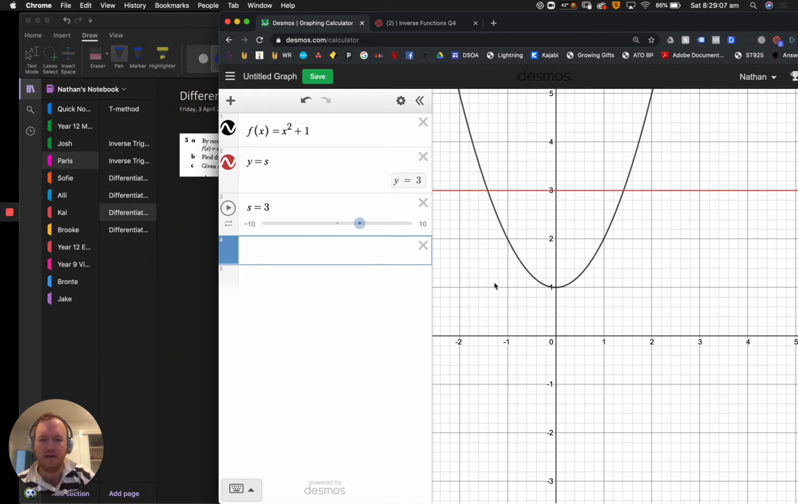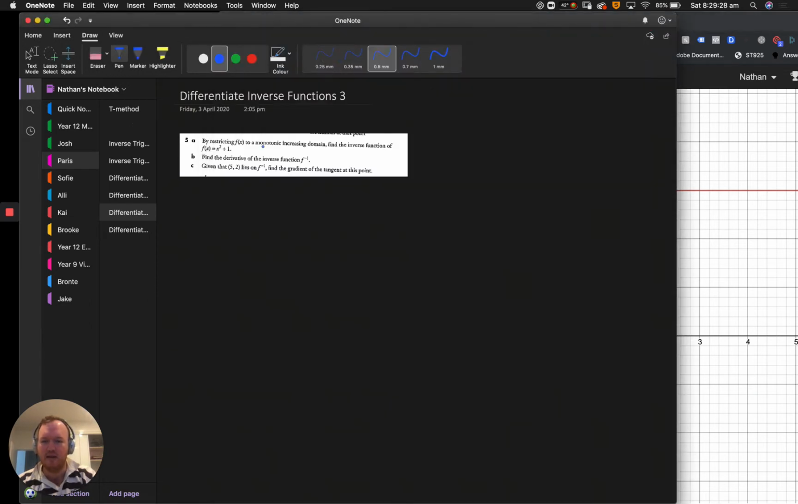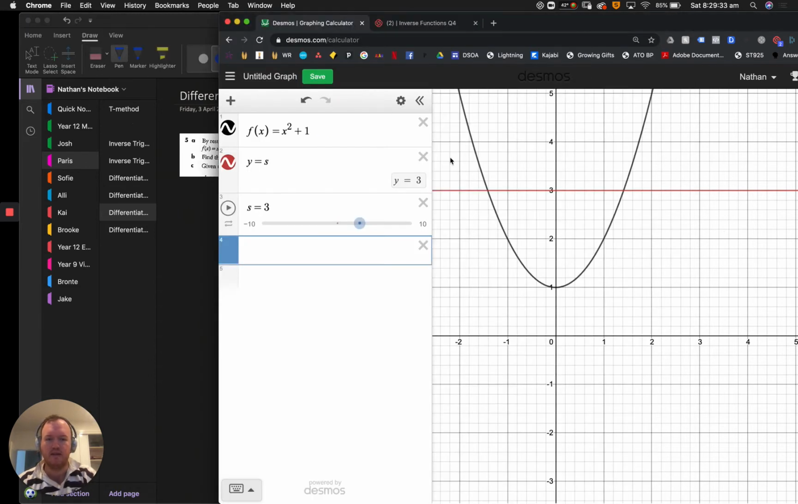So what we need to do, because this isn't a one-to-one function as well, because two x values here share the same y value, so it's not a one-to-one function. So what we need to do is restrict the domain. We could restrict it to monotonic decreasing or increasing. It does tell us to restrict it to monotonic increasing over here. So that's nice and easy. We can see that it's going to be monotonic increasing to the right of the vertex here.